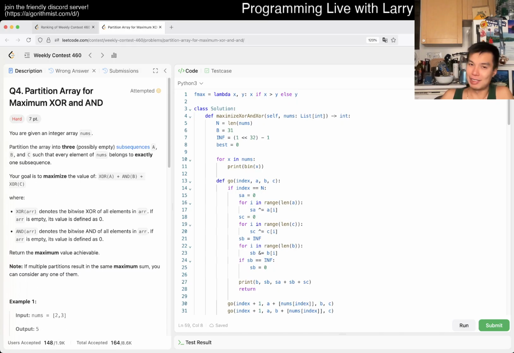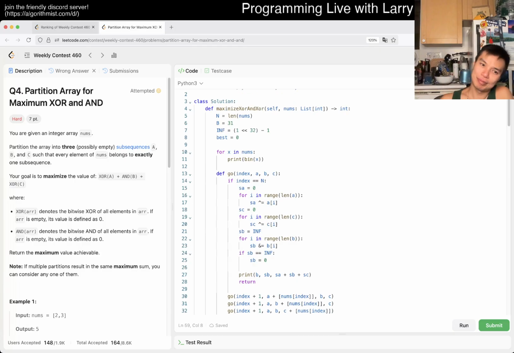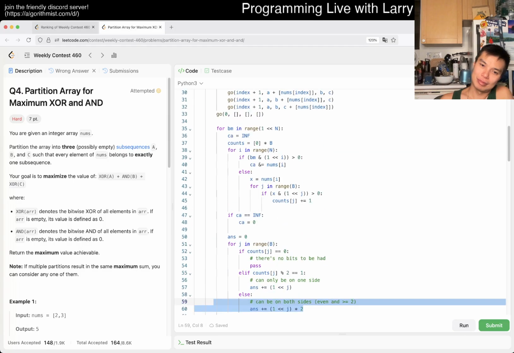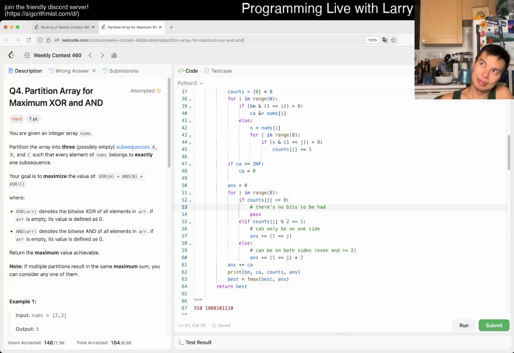Okay, is there a trie solution? Maybe that's what I should have started with anyway, because that was a very intuitive thing. XOR in the end, does it? Yeah, I mean, it definitely does. I just don't know how to write it.